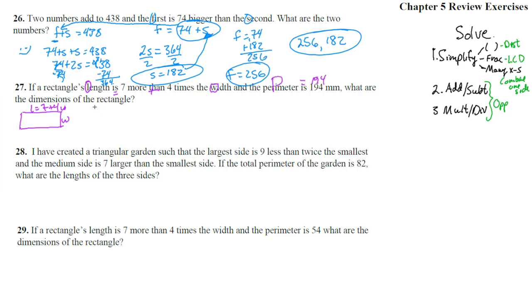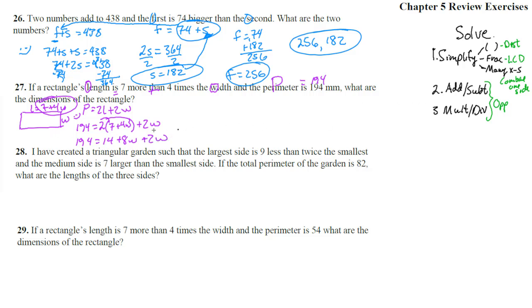So if we draw the formula, P equals 2L plus 2W, we know that P is 194. We know that L is 7 plus 4W, so 2 times 7 plus 4W. And then W is just itself. And look where we are. Happy Math Land, we can solve this equation. Do we have any parentheses? Yes, we distribute. So we get 194 equals 14 plus 8W plus 2W.